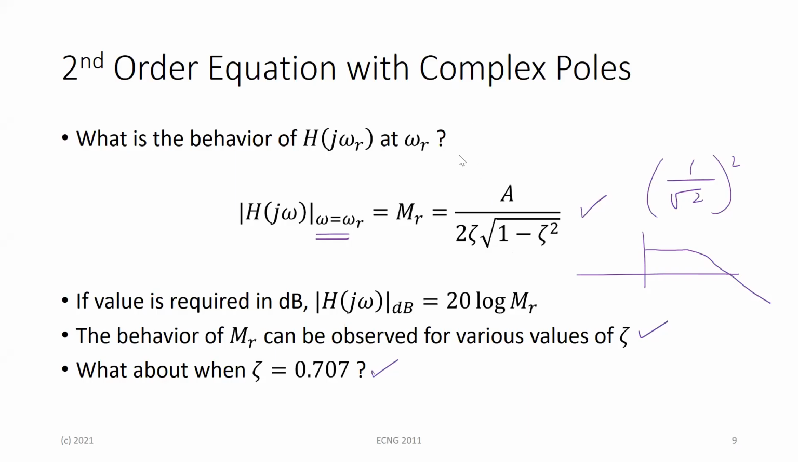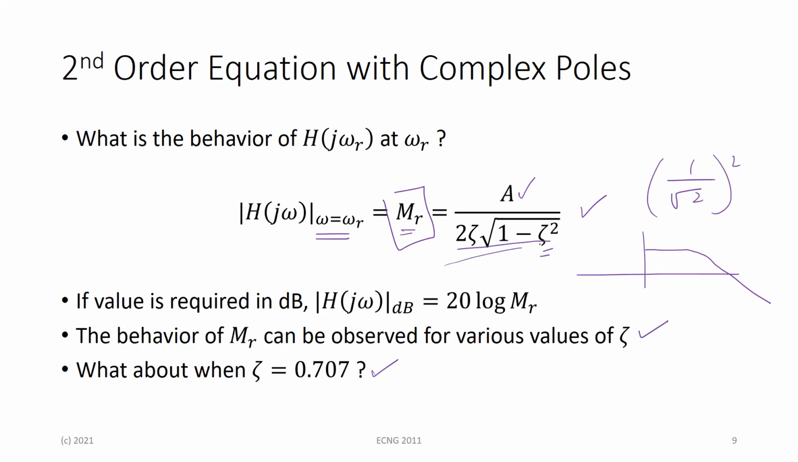So you could get A, right, from the intercept. You saw that MR in dB was 25, so 20 log MR was 25, and you could calculate what MR is. If you know A and you know MR, you're now in a position to calculate zeta. This is an equation here.